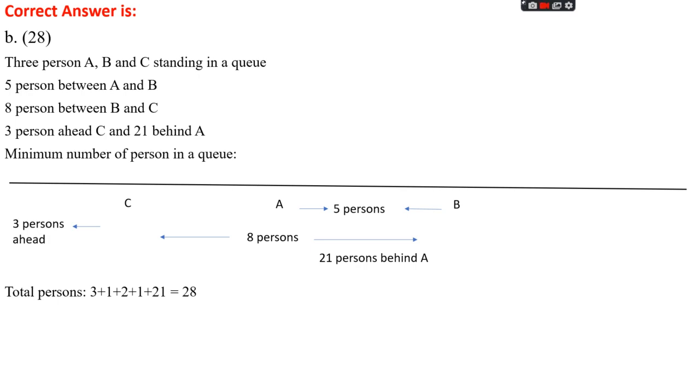But in this condition the minimum number of persons in a queue occurs. The total number of persons is: 3 persons ahead of C, plus C itself, that is 1, plus the 5 people between A and B, plus B itself, that is 1. Behind A there are 21, plus A itself. Between C and B there are 8, so 5 persons are already between A and B, and 2 persons are left. So 3 plus 1 plus 2 plus 1 plus 21 gives 28 in the queue.